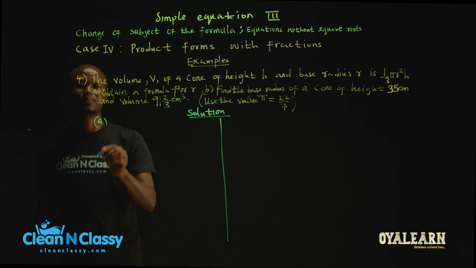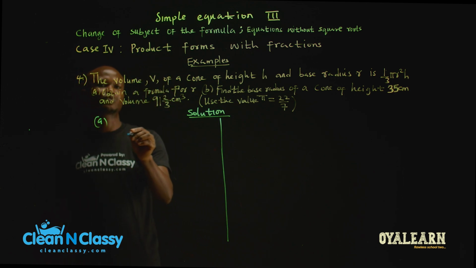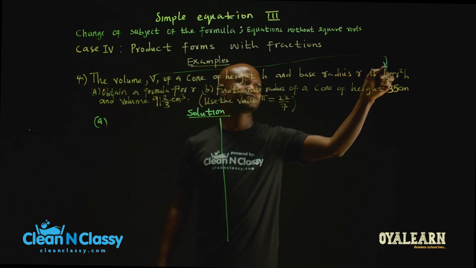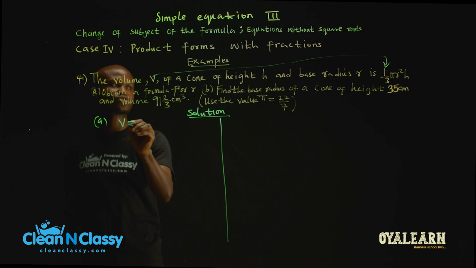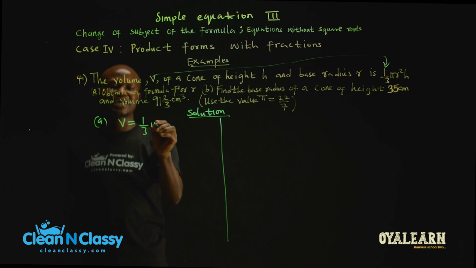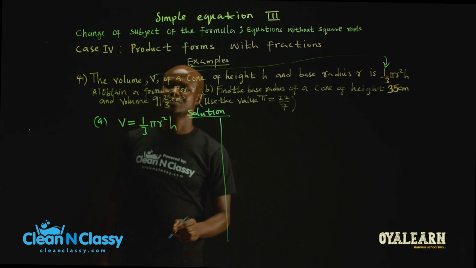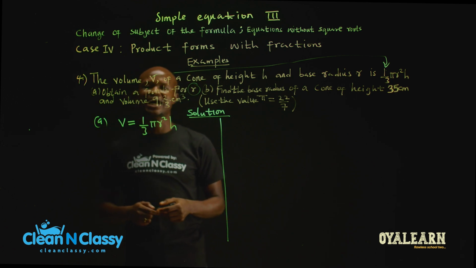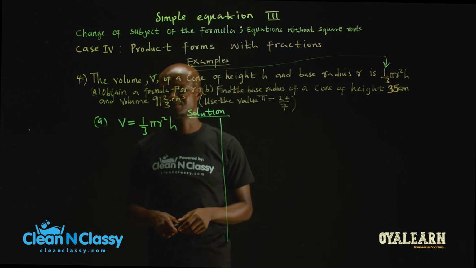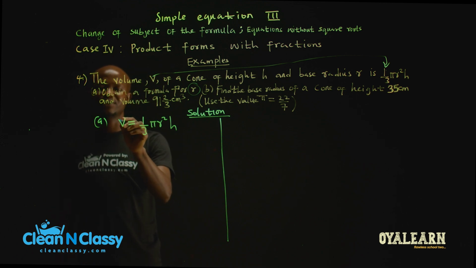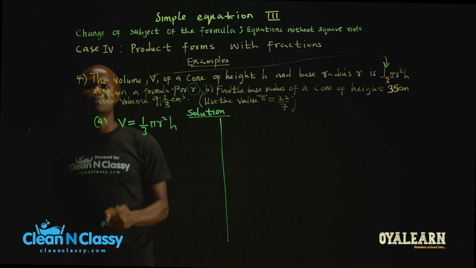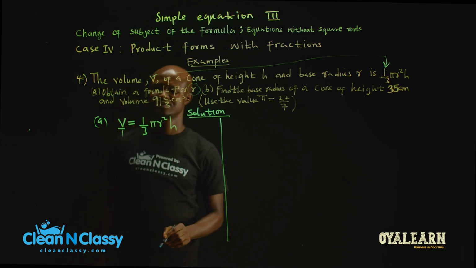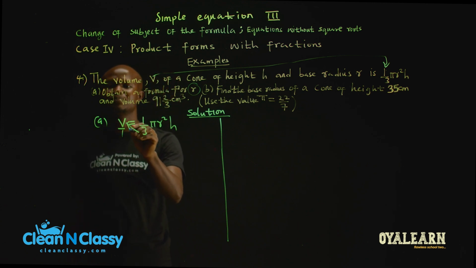For the first part of the problem, we start with the formula for V. So we write V equals 1/3 pi r squared h. We need to obtain a formula for r, which simply means we make r the subject of the formula. This can be in the form of a fraction. We can write it as V/1. So from here we can cross multiply.